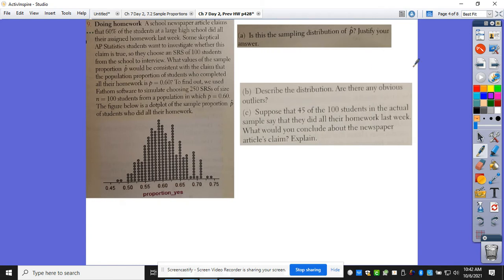Number 9, this is the one of a school newspaper article claims that 60% of students at a large... I just remembered I have to be in the oxygen. Yeah, go ahead.